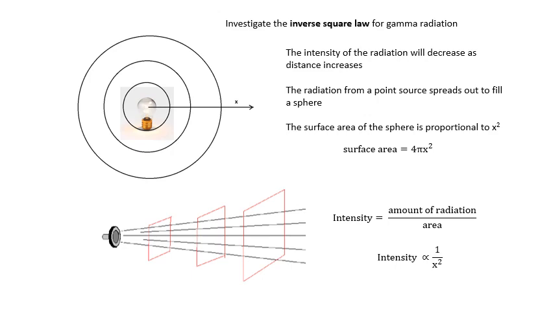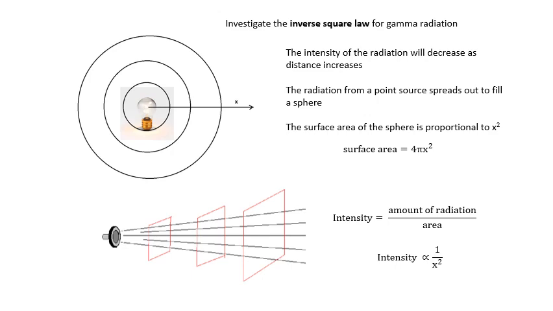Basically, if x doubles, then the intensity will be a quarter. If x increases by a factor of 3, then the intensity will be decreased by a factor of 9. It follows an inverse square law. The intensity is proportional to 1 over x squared. And that should be the case for our gamma source.